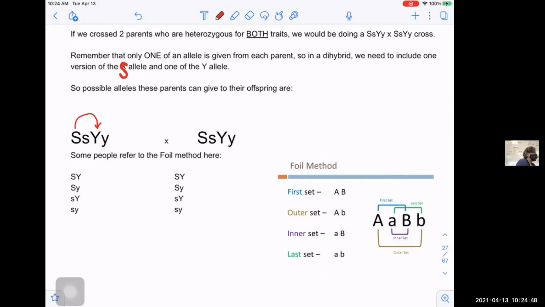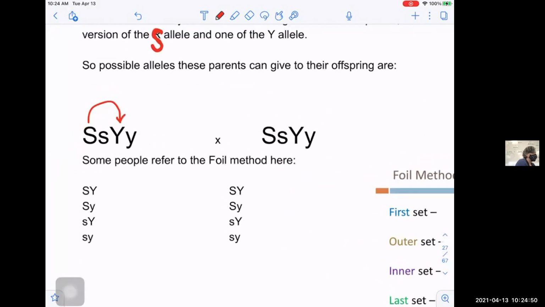And that would be our first gamete here, and I'm gonna make this dad. So this is his first sperm that's possible, a big S, big Y. He can also make big S, little y. So that's going to be his second sperm. Because he's heterozygous, he also could have little s, big Y. That's an option. And he can also have little s, little y.